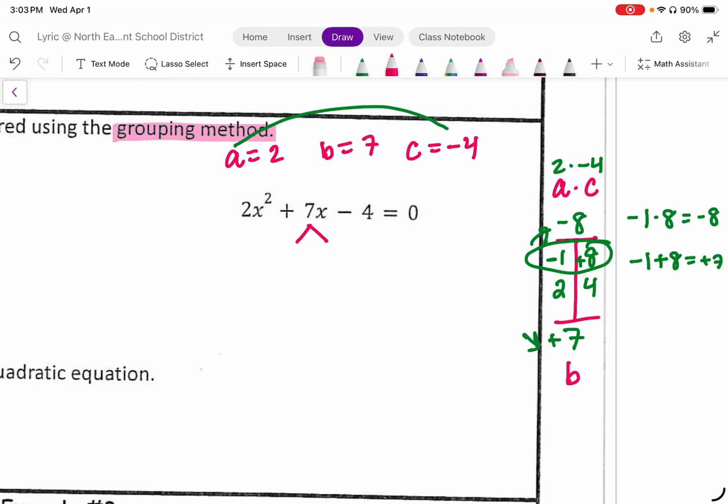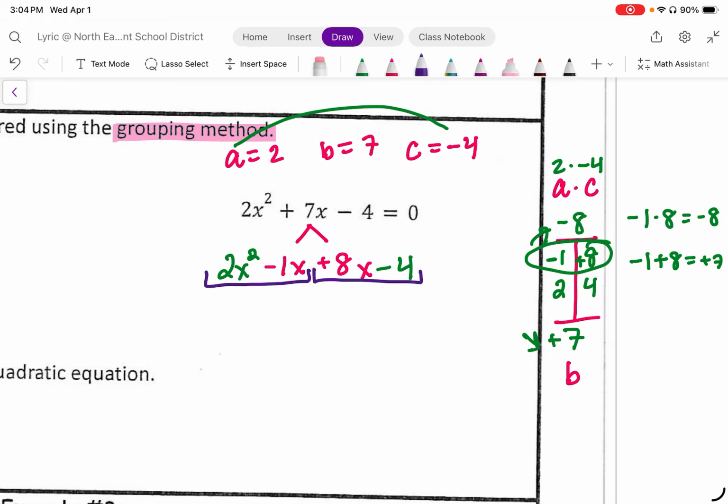Instead of 7x, we are going to say -1x and 8x. We can bring down the other terms, 2x squared and -4. Now that we have 4 terms, 1, 2, 3, 4, we can group them in pairs. First group and second group.